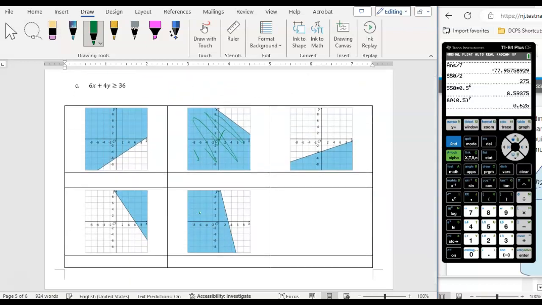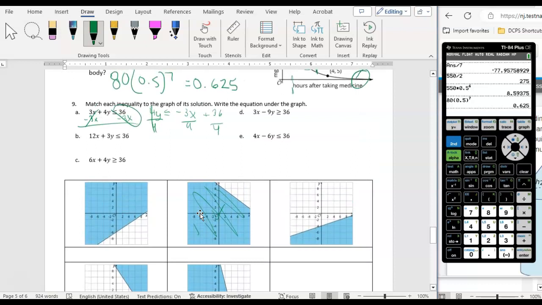Let's take a look at this one. Here, the slope seems to be going down 1, 2, 3, and over 2. So that'd be 3 over 2. And our slope is 3 over 4. So this one would be A. 3x plus 4y is less than or equal to 36.